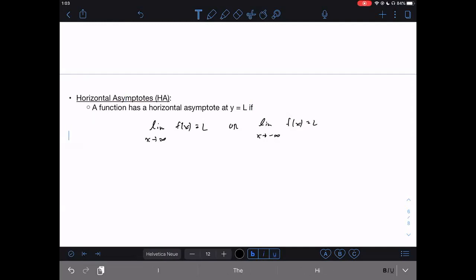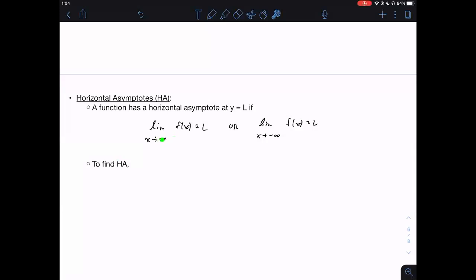Now, to find our horizontal asymptote, what we have to do is find the limit of our function as x approaches infinity. And the way we're going to go about this is to use the methods that we saw in chapter 2: set up a table and see what value the function is approaching as x is getting larger and larger and larger.